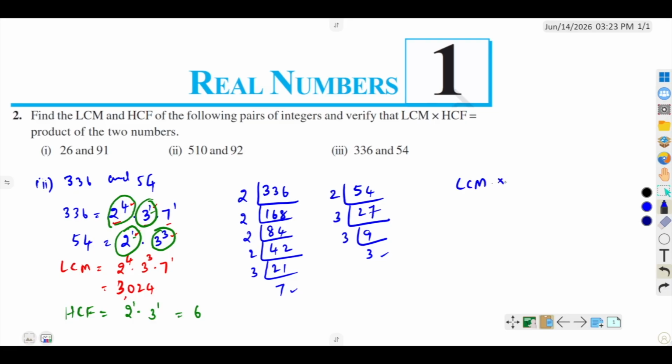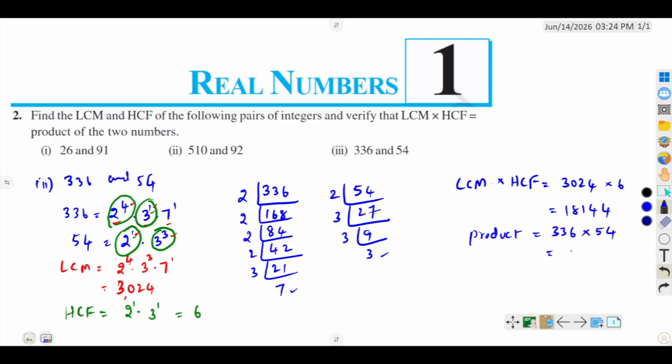Next step is we need to multiply LCM and HCF. So I'm going to multiply 3024 times the HCF that we got, 6. So I get 18,144. Now let's multiply the numbers, that is the product of the numbers, 336 times 54.